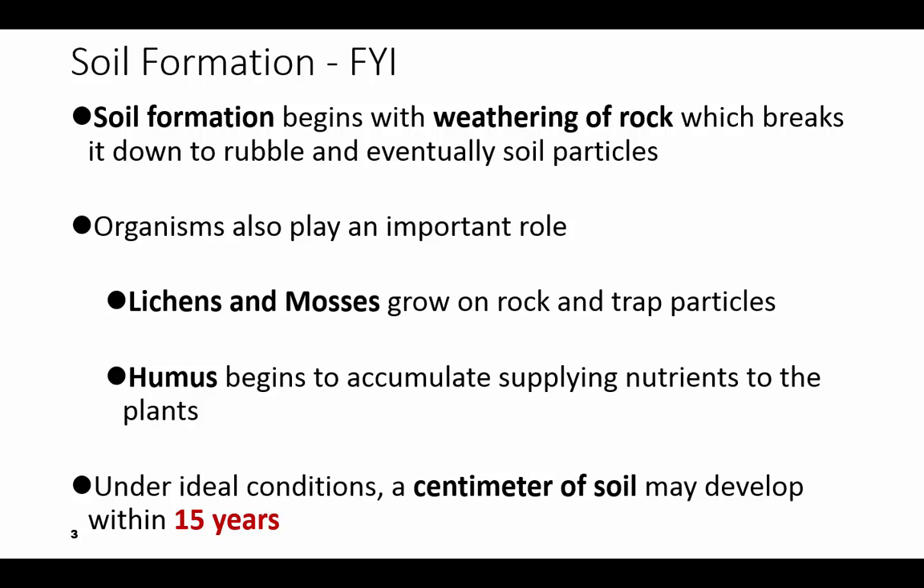Soil. We know they grow in the soil. Well, for the soil to form, the first thing that happens is a rock will weather. And it eventually becomes little particles of soil. And the organisms that are there also play a role in making the soil. You've got lichens and mosses that grow on rocks and trap particles, and then you've got humus, which begins to accumulate, which is dead organic matter, and it supplies nutrients to the plants. It takes about 15 years for a centimeter of soil to develop if the conditions are right. If they're not, it can take longer.